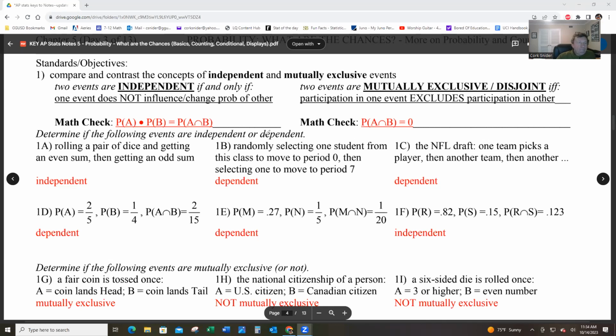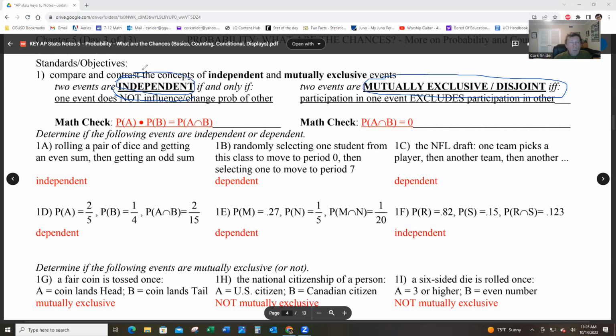This is Statman. Welcome to AP Stats Chapter 5, Day 3. We're talking about some basic probability, independence, that word right there, independence, and mutually exclusive events. Mutually exclusive can also be called disjoint.